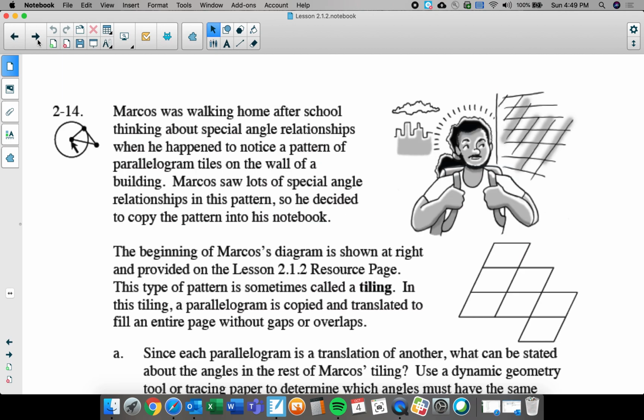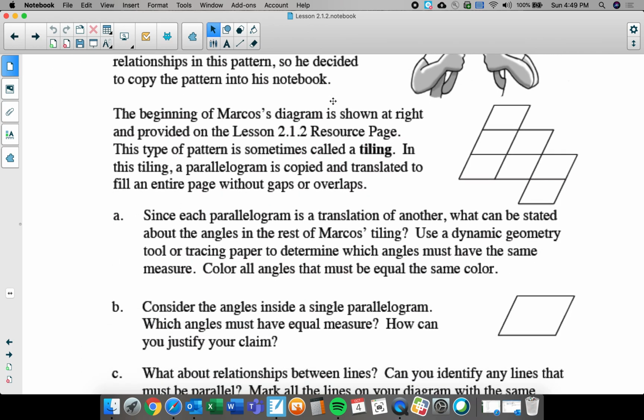So let's take a look at where we're headed today. Marcos was walking home after school thinking about special angle relationships when he happened to notice a pattern of parallelogram tiles on the wall of a building. He saw a lot of special angle relationships in this pattern, so he decided to copy the pattern onto his notebook. The beginning of the diagram is shown at the right, and will be on the next page. I have the resource page.